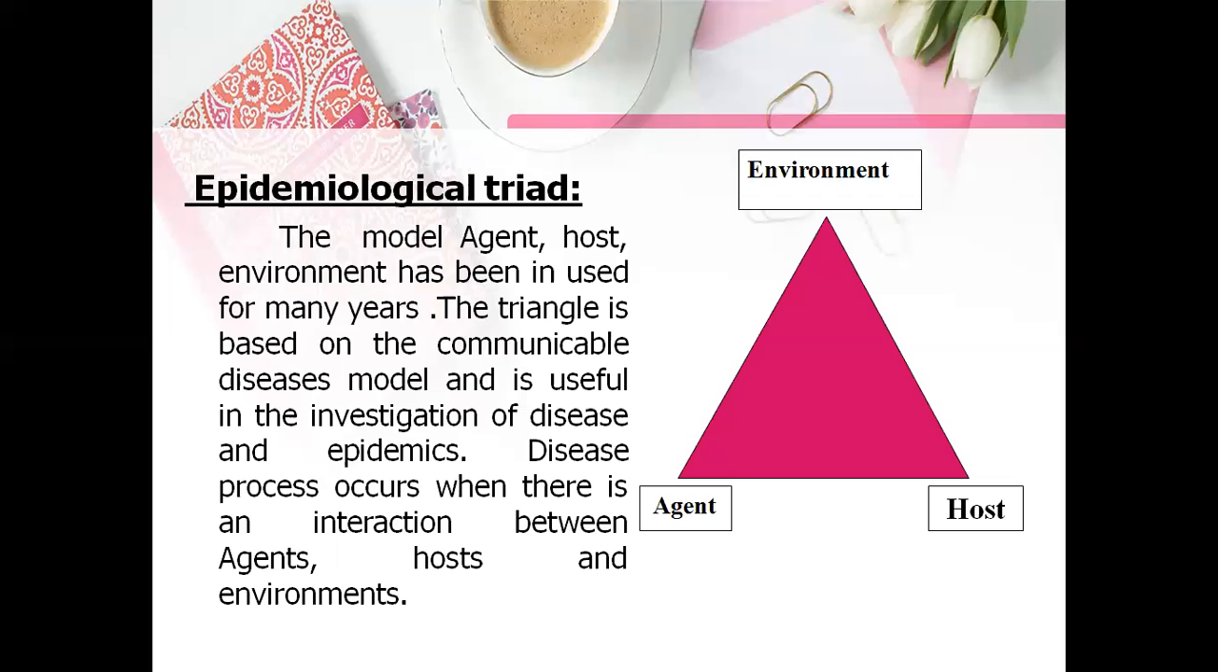And environment can be any environment. It can be a physical environment, the physical surroundings, or a biological environment, which can be animals, insects, or any other living being. The third one can be your social environment. So these three important factors are there in this triad: the agent which causes the disease, and the host, the place where the agent will enter and cause the disease. All of the disease happens to the host.